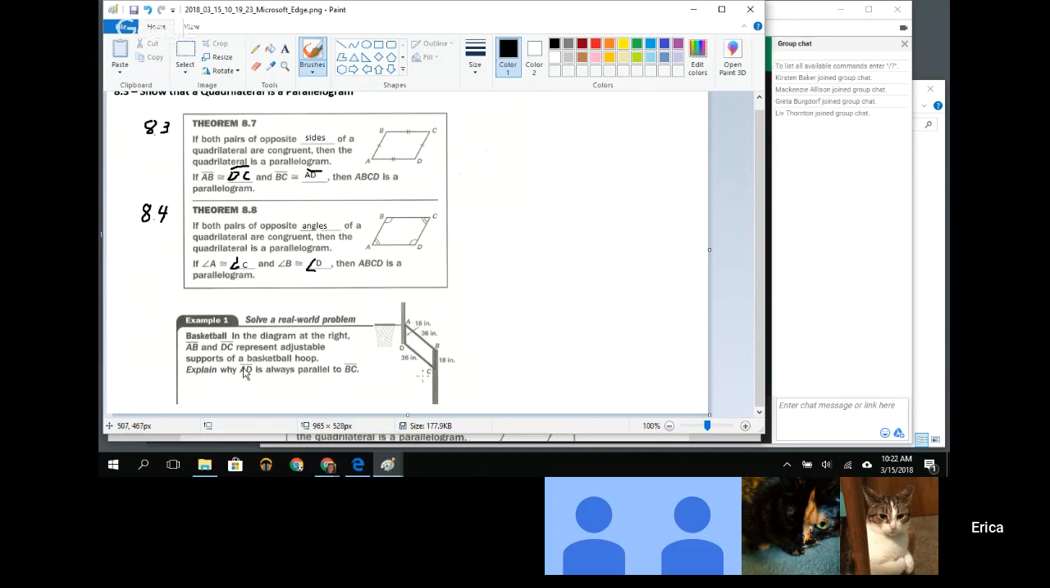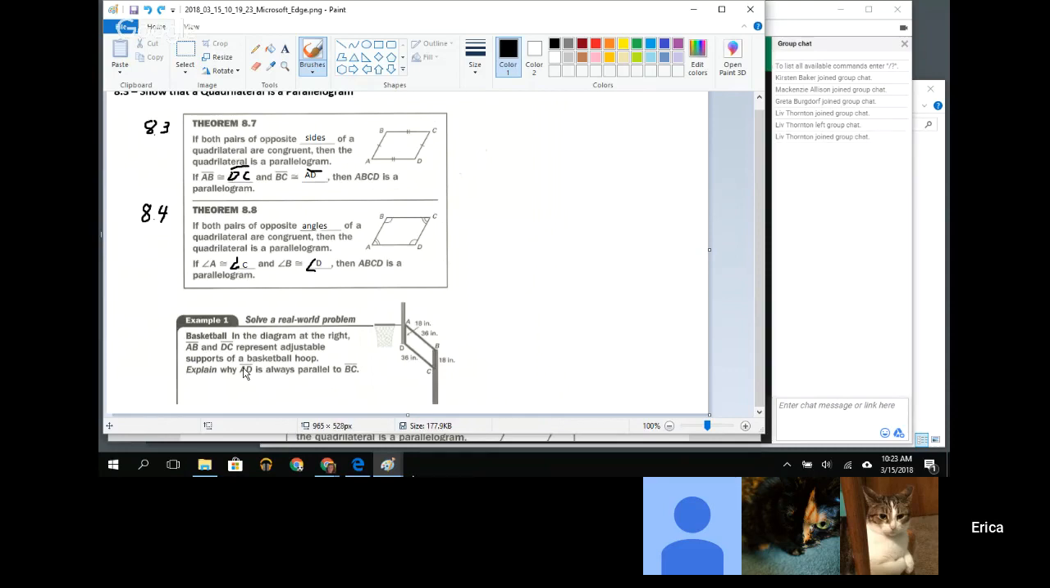In this diagram, AB and DC represent adjustable supports of a basketball hoop. Have you ever seen those basketball hoops that go up and down? You can kind of move them up and down. Explain why AD is always parallel to BC. So why is AD always parallel to BC? We want to know why this side is always parallel to this side.